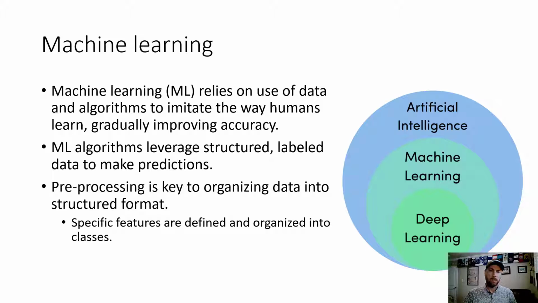Machine learning algorithms leverage structured, labeled data to make predictions. So that's the key thing: structured and labeled. These obviously imply some sort of human involvement there, and this pre-processing is key to organizing data into a structured format. So machine learning relies on pre-processed data that has had a human touch involved with it. And these specific features are defined and organized into classes.